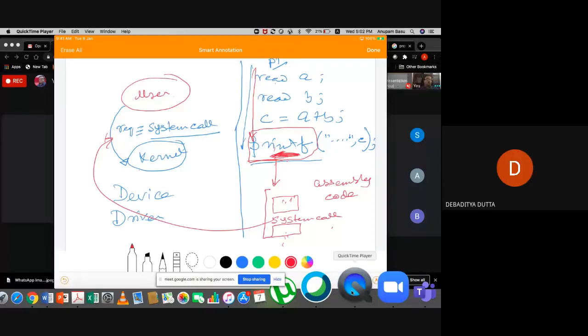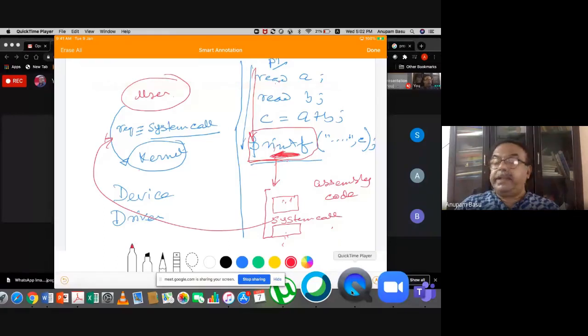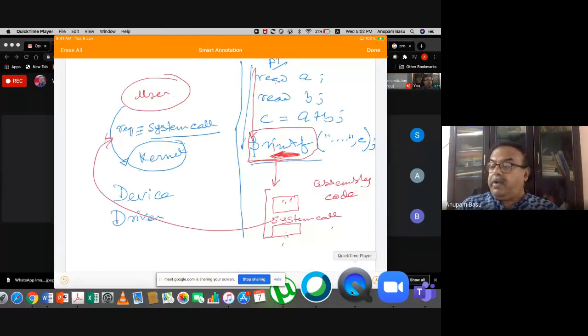The CPU. Who is executing here? In the CPU, who is executing? The program, in user mode, right? Yes.